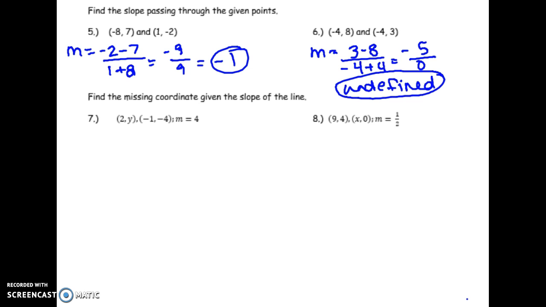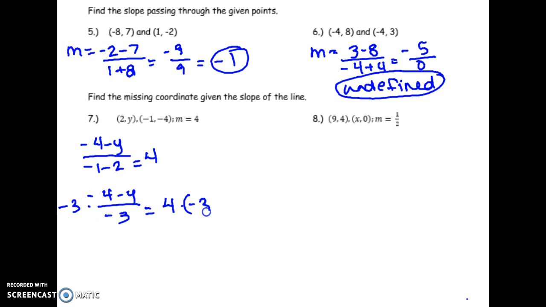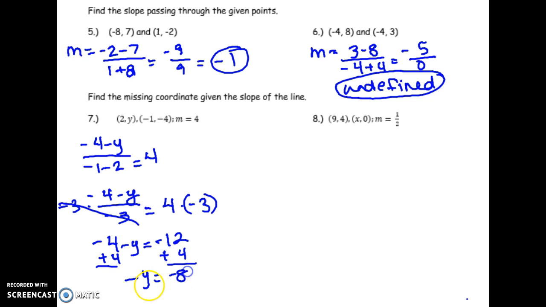Number 7 says to find the missing coordinate given the slope of the line. So let's set this up as -4 minus y over -1 minus 2 is going to be equal to 4. -4 minus y divided by -3 equals 4. I'm going to multiply both sides by -3. When I do that, -4 minus y is equal to -12. I'm going to add 4 to both sides. -y is equal to -8. So y is equal to 8 when I divide both sides by -1.